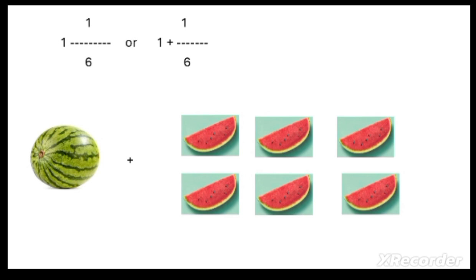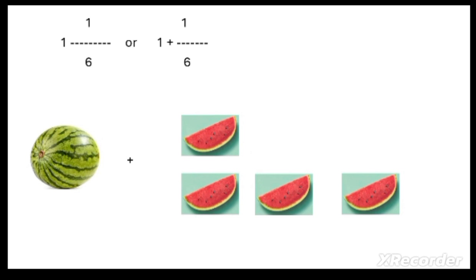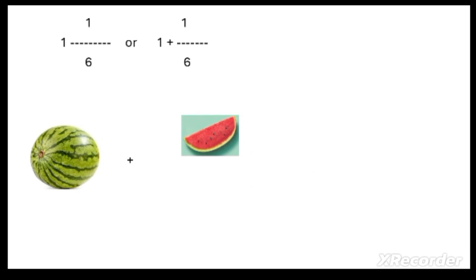And if I will give one part from these 6 parts to my student, so that student now will say that I have got one whole watermelon, and then there was a second watermelon which was divided into 6 equal parts, and I was given one part out of it.